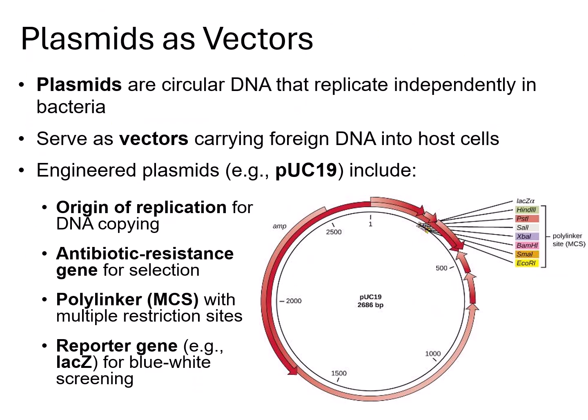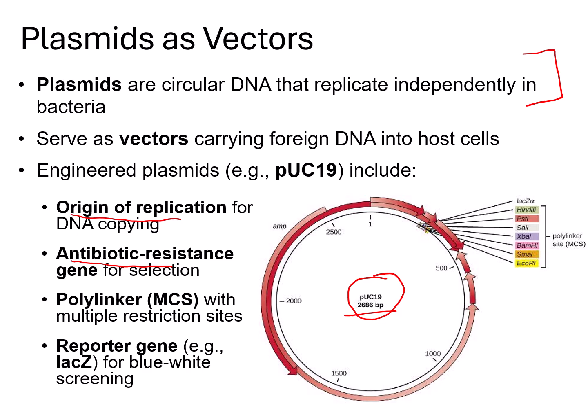Plasmids are one of our most common vectors that carry the DNA we're interested in studying. So plasmids are small circular DNA molecules that replicate independently in bacteria. So they usually serve as these vectors, carriers that deliver the foreign DNA into the host cell. And we have several different types of plasmids that are used very frequently in biotechnology, such as pUC19, so plasmid UC19. These include several key features, such as an origin of replication, where they're going to start copying the plasmid.